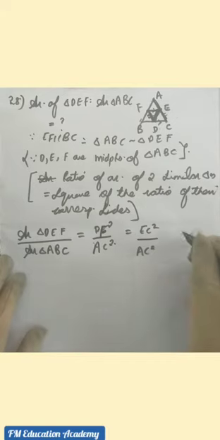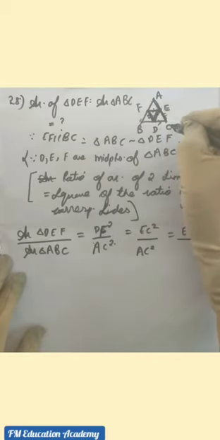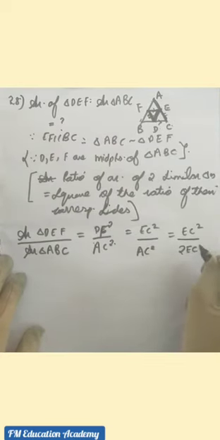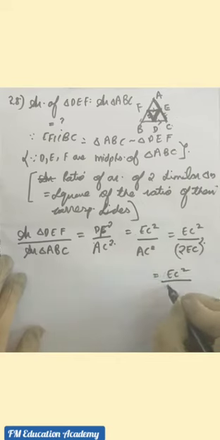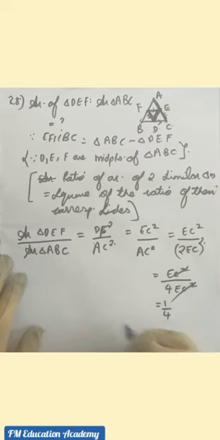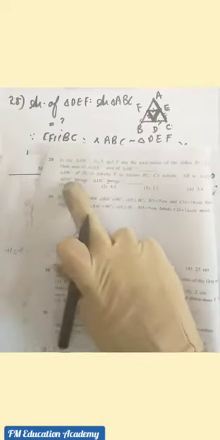Now what is AC? AC is nothing but AE plus EC, and AE is equal to EC. So we can say AC is equal to 2 times EC. So instead of AC, I will write 2 times EC, whole square. That is EC square by 4 EC square, so EC square will get cancelled, and 1 by 4 is left. So we got the ratio of the area of triangle DEF by the area of triangle ABC as 1 by 4. So what is the answer? 1:4. That is option 1. Okay.